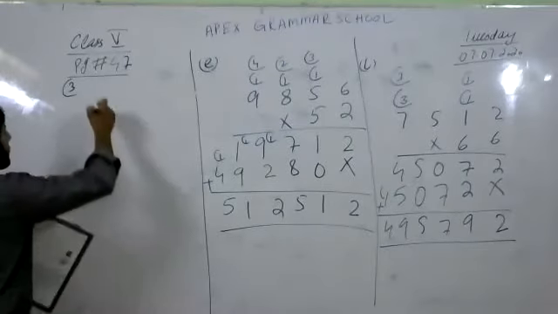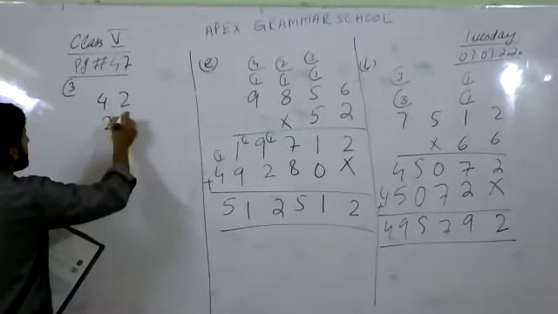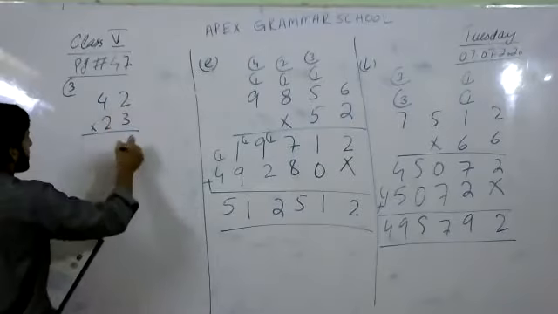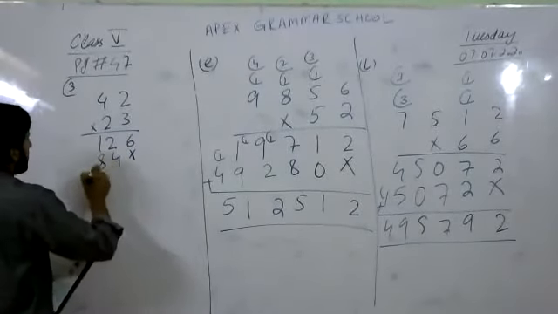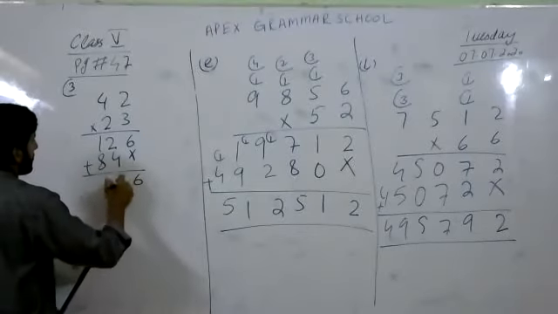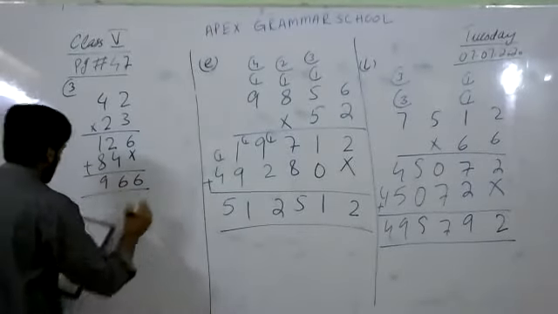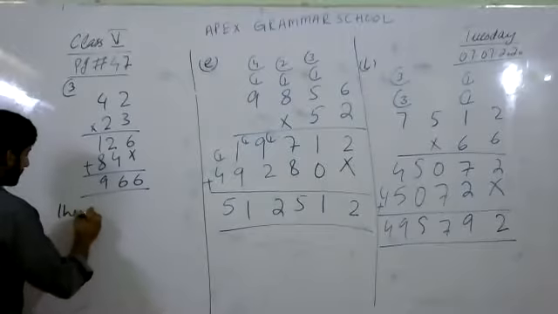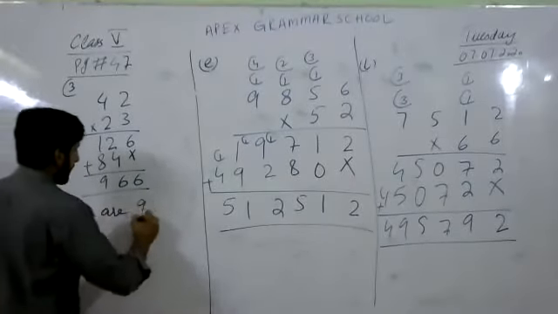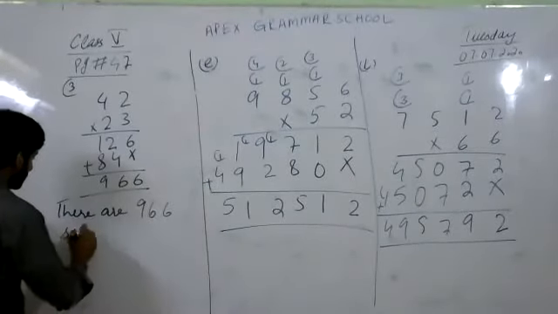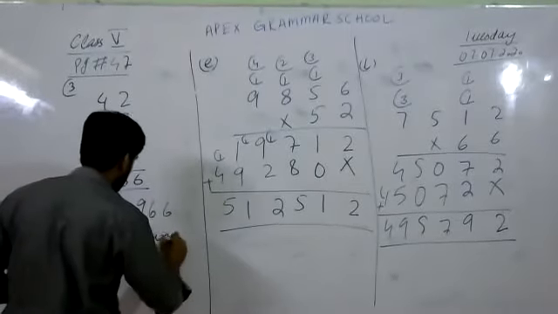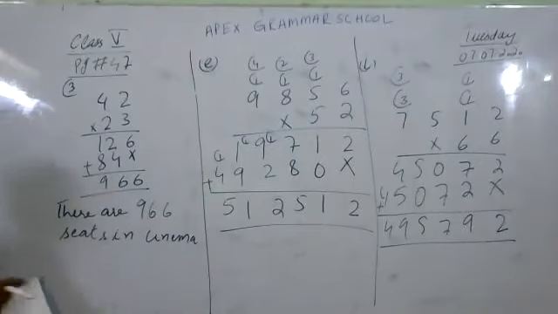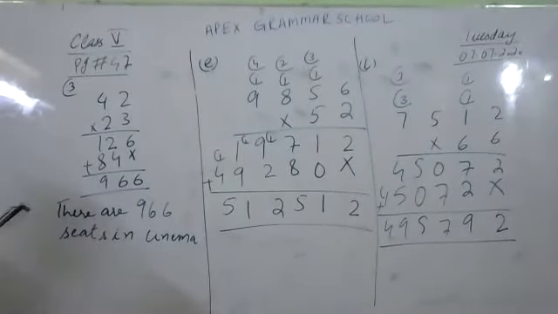So let's multiply 42 into 23. 3 twos are 6, 3 fours are 12, 2 twos are 4, 2 fours are 8, plus 1, 9. So there are 966 seats in the cinema. Please write down the statement also. There are 966 seats in the cinema.